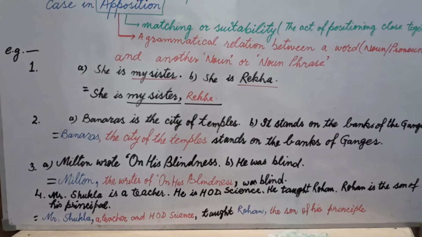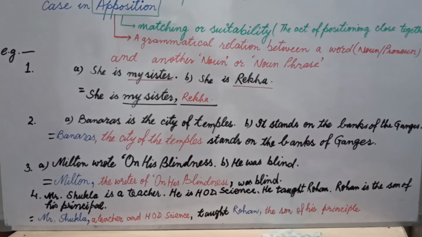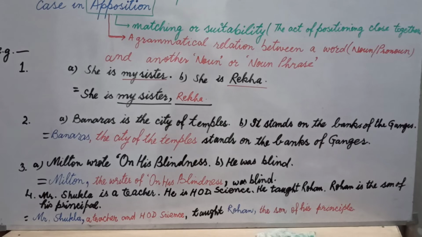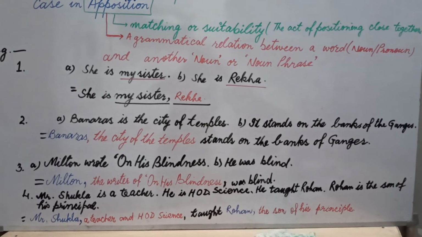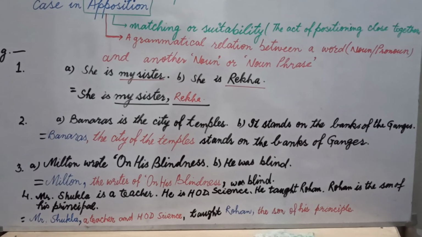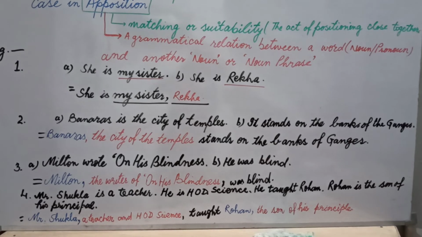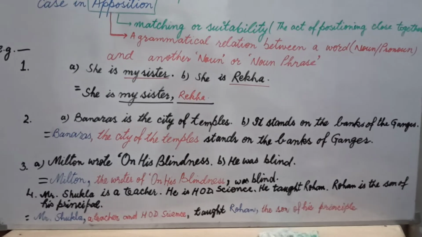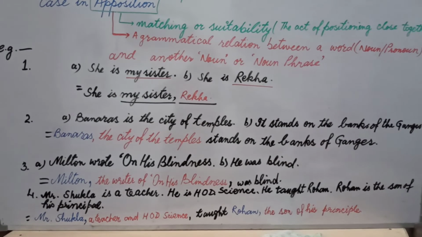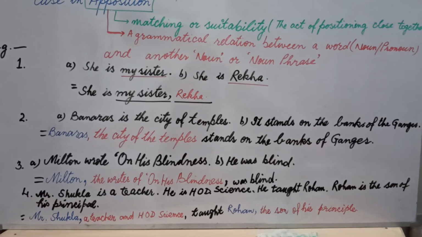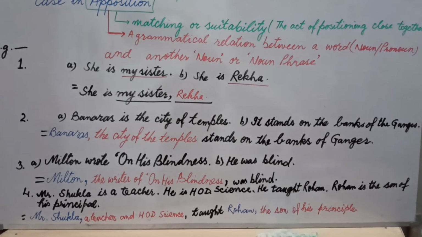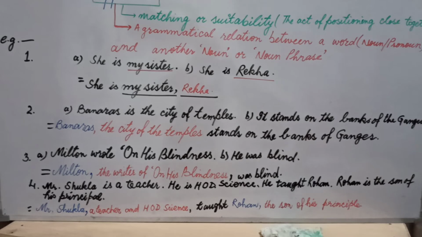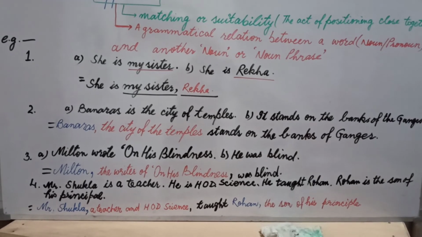Students, example number 4 is full of length. This is in 4 parts. A. Mr. Shukla is a teacher. He is HOD science. He taught Rohan. Rohan is the son of his principal. Students, we are going to combine these 4 sentences into a simple sentence, and simply one verb will remain here only.